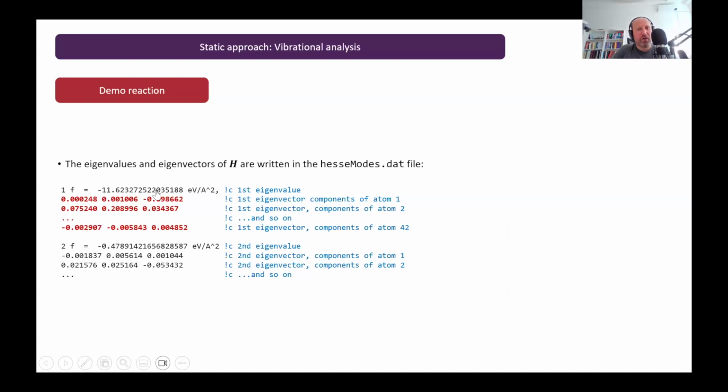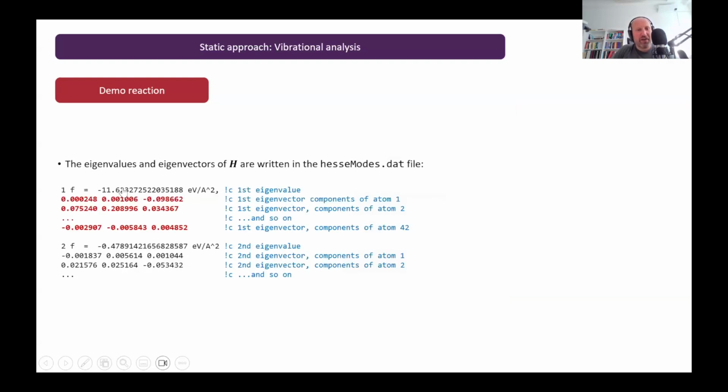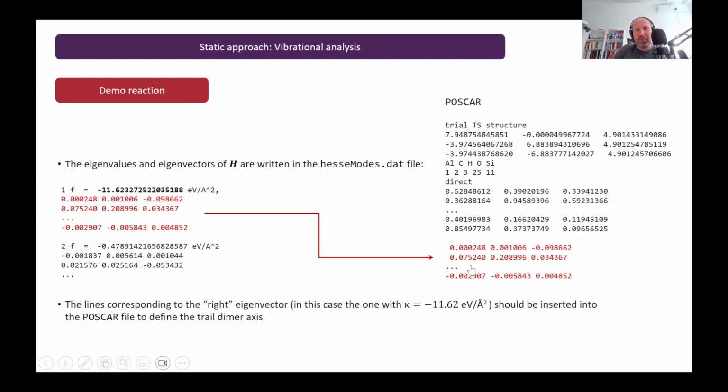So this is the format for force constant, eigenvector, separating blank line, another force constant, corresponding eigenvector, etc. Now we remember the vibration that we were interested in is -11.6. That's right, the first one. So what we need to do is take the 3n lines corresponding to the eigenvector and copy-paste them to the POSCAR file right after the area where positions are defined. Here we have a blank separating line, and after that, at this place, the unstable direction should be defined.